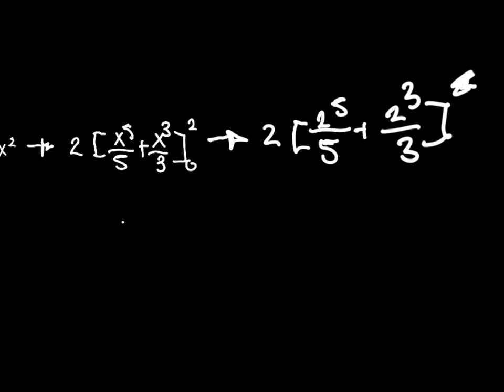So 2 times 2 is 4, times 2 is 8, times 2 is 16, times 2 is 32. So it'll be 32 over 5, plus 2 times 2 is 4, times 2 is 8. So it'll be 8 over 3. And we'll leave it like that.